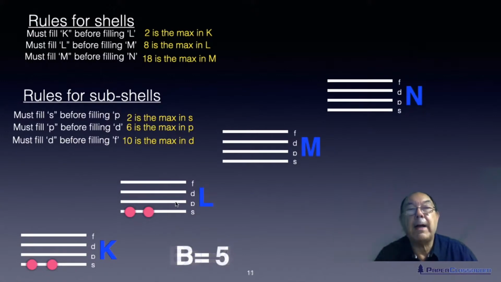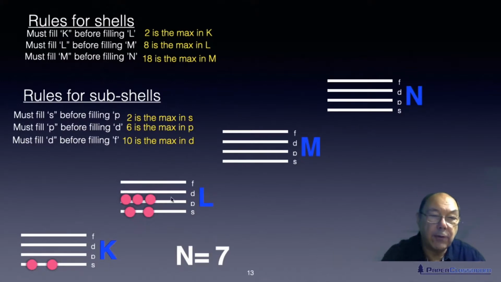So element number 5, boron, atomic number 5, 5 protons, 5 electrons. Where does the 5th electron go? There, in the P orbital. Similarly, carbon, atomic number 6, 6 protons, 6 electrons. The next electron will go there. Nitrogen, atomic number 7, 7 protons, 7 electrons. The 7th electron will go here.